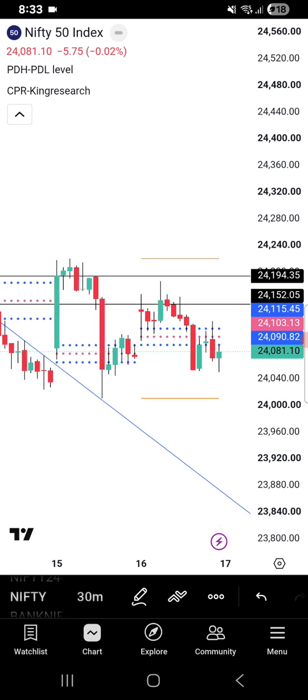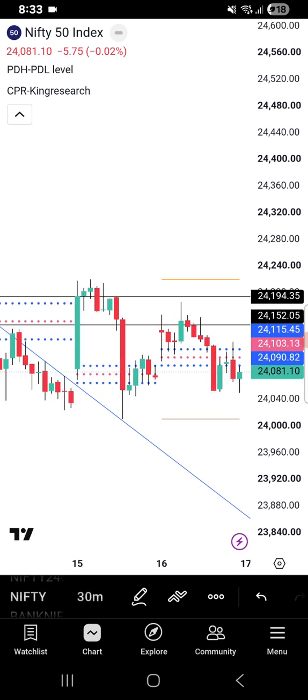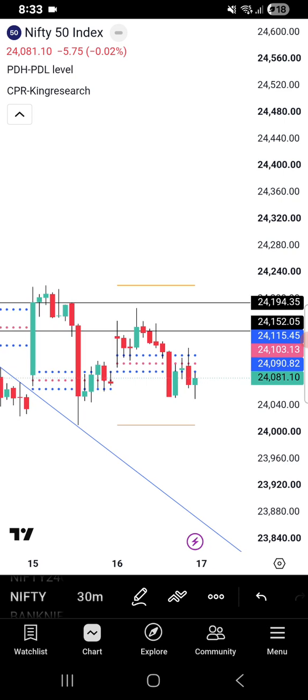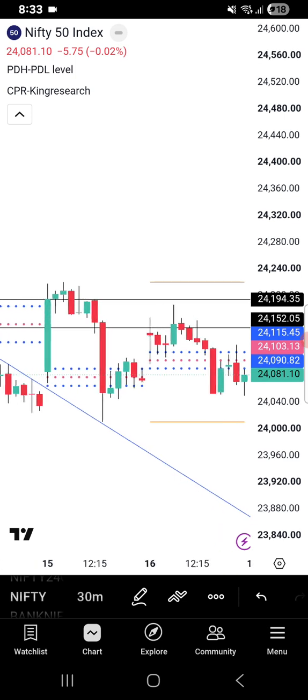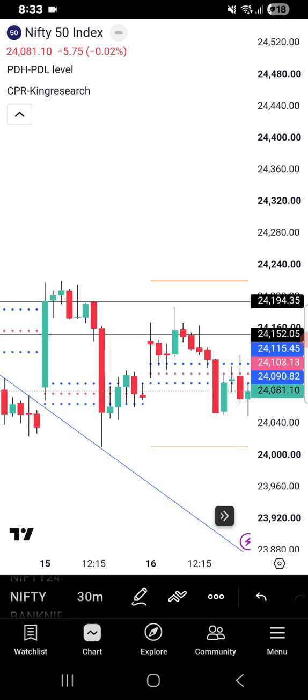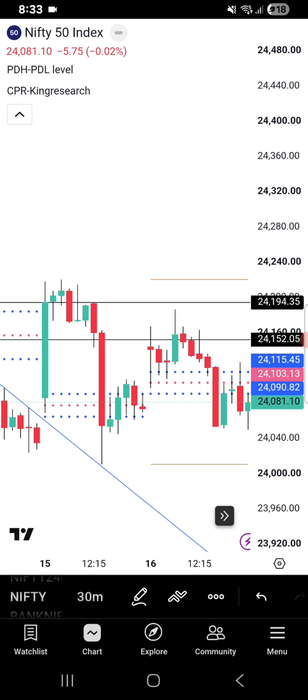And then we have the CPR, and we have the previous day's high and low marked as well on my chart. GIFT Nifty was indicating a small gap up of 20 plus points today. So I was waiting for the proper setup to take place. Based on that, I was planning to decide the trade.